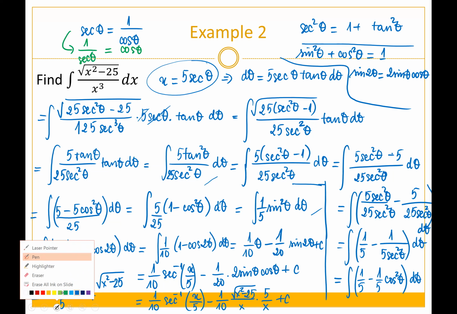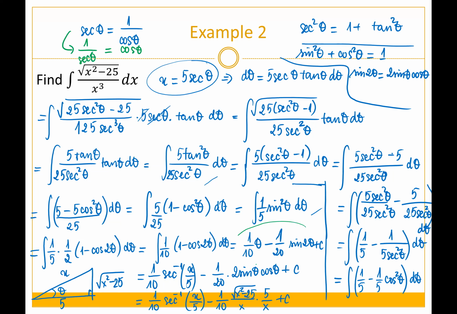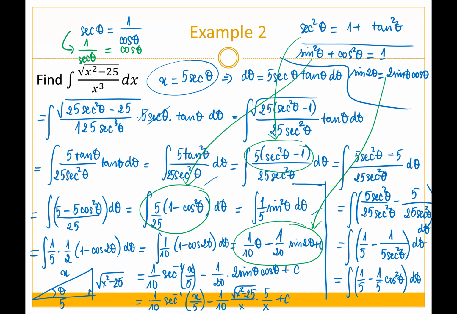Let's put it in green. This step that I make, I use the double angle formula in here. And then in this step is where I use this part. And this step is where I use inverse sine in here. So I think using another color actually makes it better for us to understand where I'm getting these things. And then this one is down here.